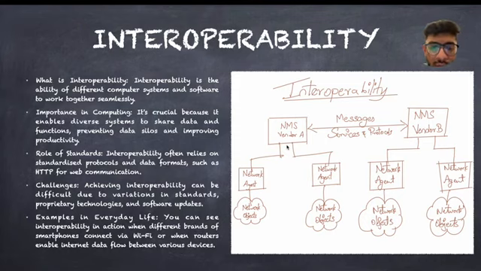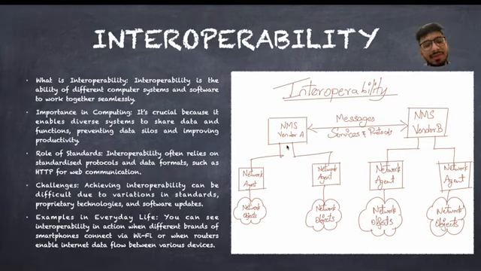So what is the role of standards? Interoperability often relies on standardized protocols and data formats such as HTTP for web communication, FTP, SMTP for mail, etc. So you have all the different types of standards for your devices to work on.